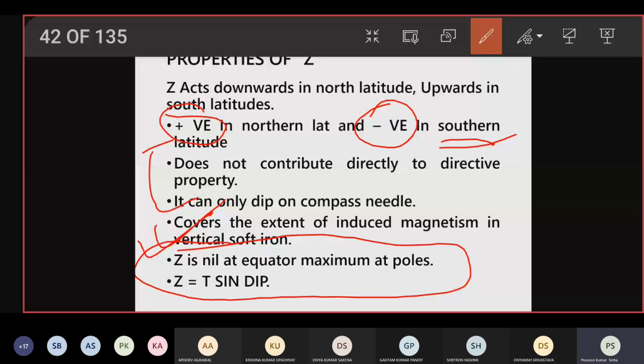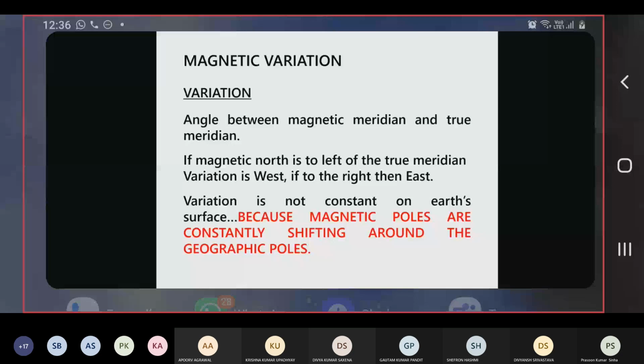So these are the properties of H and Z. So we'll talk more about this in the next class.